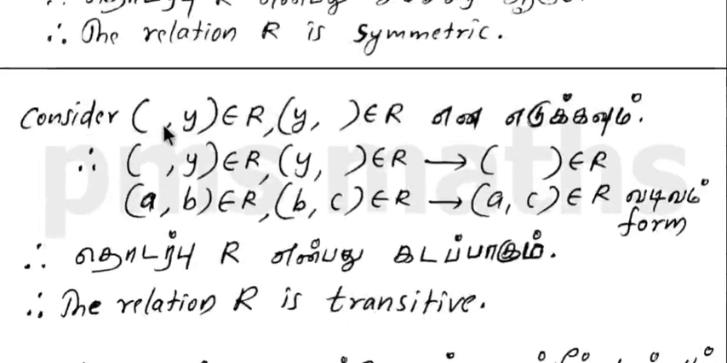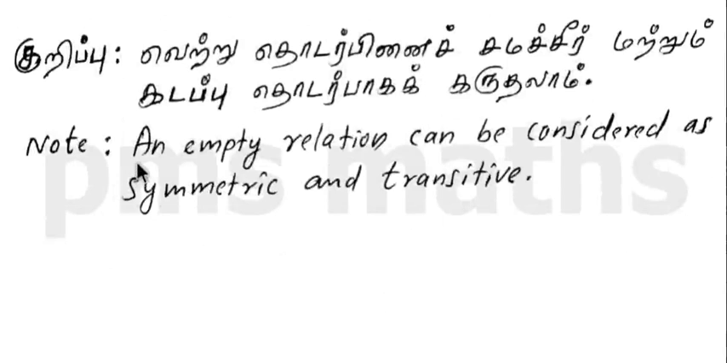Then consider the null element belongs to the null set. Again, the null element belongs to the null set. Here, this null element belongs to R. This gives that the second number and first number are equal. Here B equal. Then we can take the first number and the last number: (A, C) belongs to R. This is the condition for transitive relation. Here B equal, here y equal. Therefore, we can take this number and this number here. This null element belongs to the null set. This condition is satisfied here. Therefore, we can write the relation R is transitive. Then note, an empty relation can be considered as symmetric and transitive.